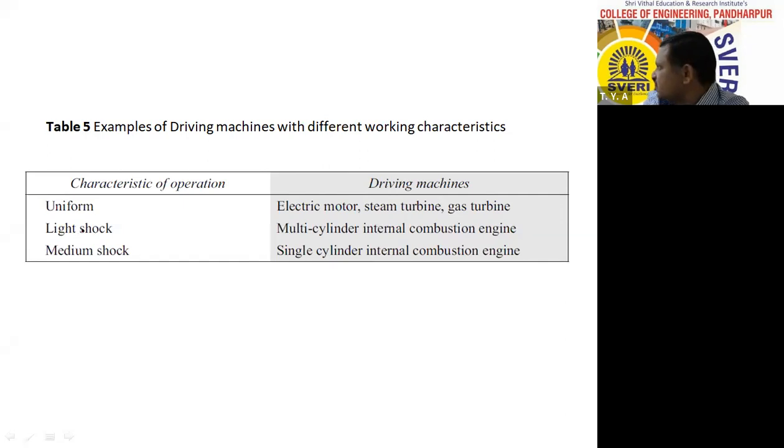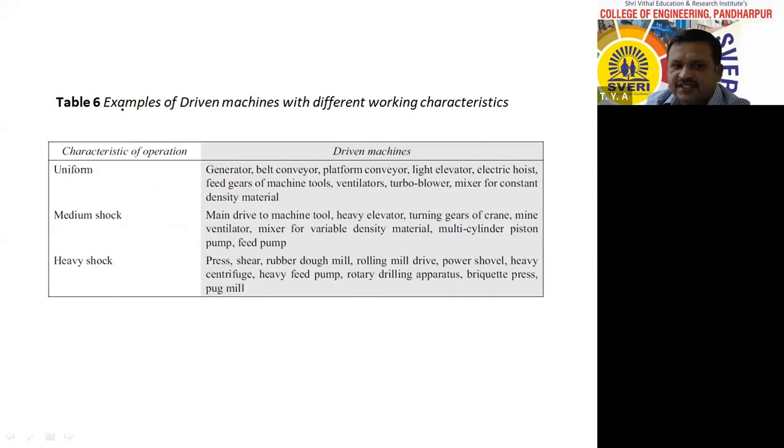Then light shock. Where do light shock characteristics exist? Multi-cylinder internal combustion engine. And medium shock characteristic, single cylinder internal combustion engine. Understood? That was table 5. Now table 6: examples of driven machines. Before this it was driving machines. Now these are examples of driven machines with different working characteristics.